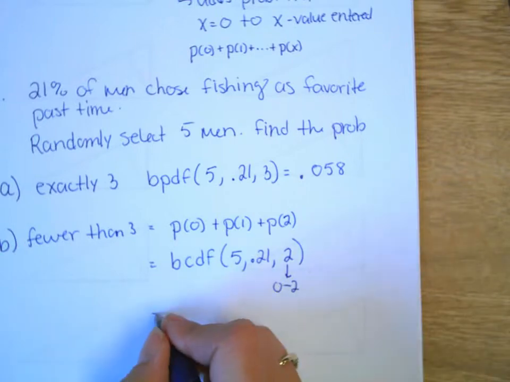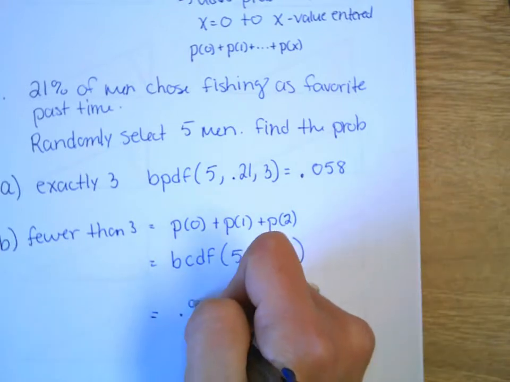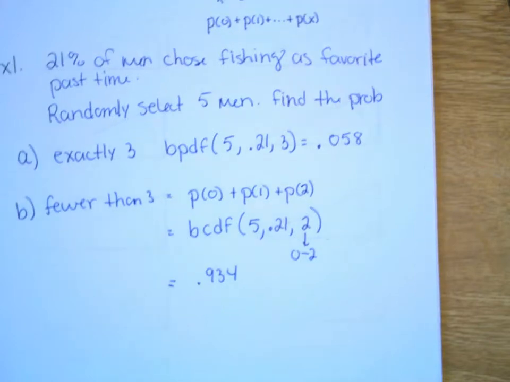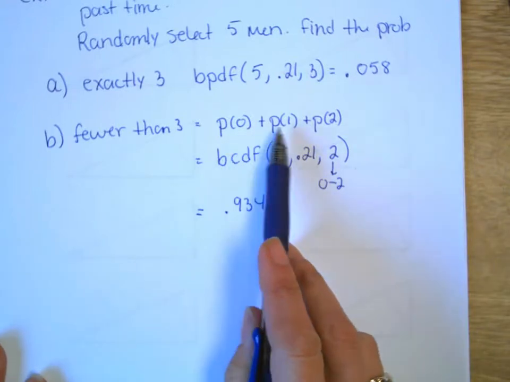So go ahead and use the binom CDF. Tell me what you get. 0.934? Okay. Pretty good chance of that happening. Okay. Easy to use when you're starting the adding from 0. 0, 1, 2.